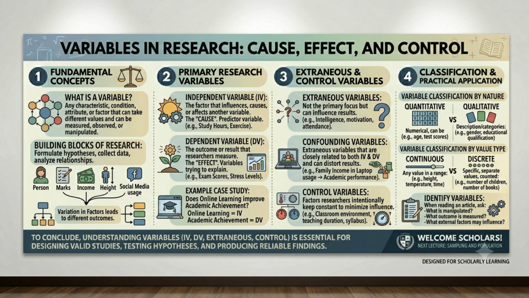Discrete variables, on the other hand, take specific and separate values. Examples include the number of children in a family, the number of books in a library, or the number of students in a classroom. These values are counted rather than measured. Understanding variables is essential because almost every research study involves examining relationships among variables. Researchers formulate hypotheses based on variables, collect data about variables, analyze relationships between variables, and draw conclusions regarding their effects.